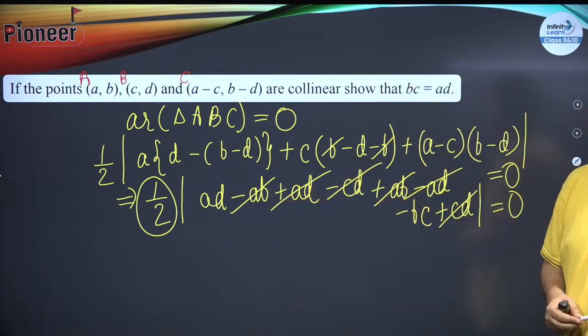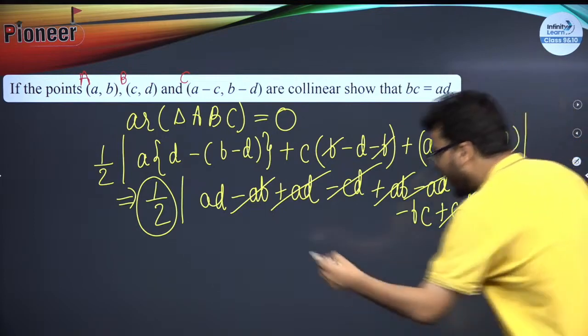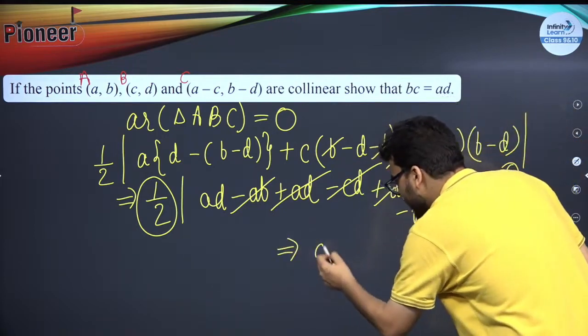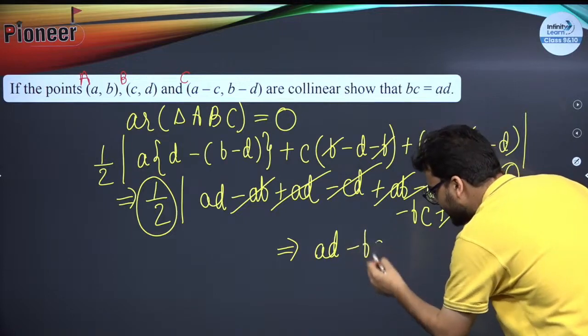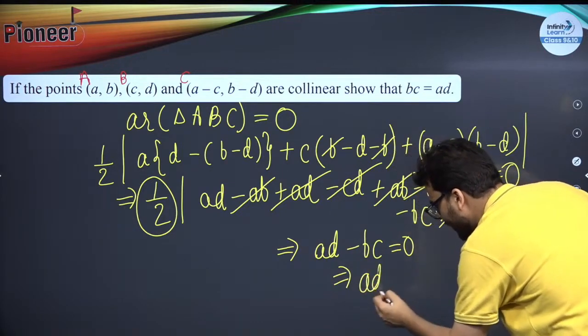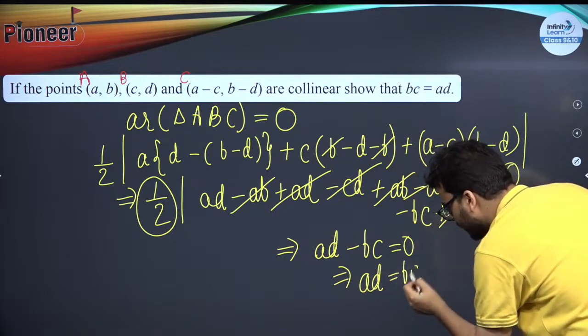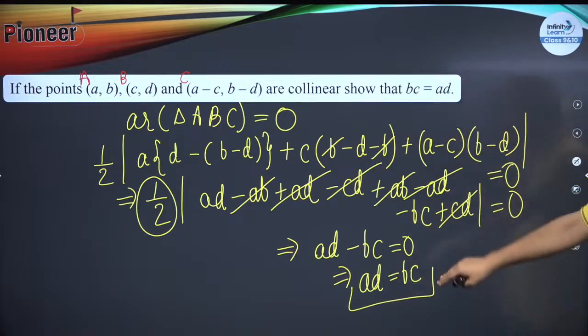So modulus of anything is 0 when that thing is itself equal to 0. So there is no other possibility but to take AD minus BC. No other possibility but to take AD minus BC is equal to 0. So therefore I can say over here that AD is equal to BC. So it's a direct question guys. I mean, it's not a very complex question. So we have proved that AD is equal to BC.